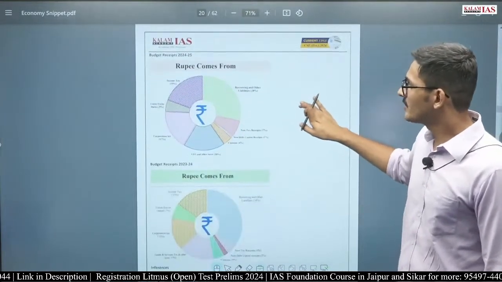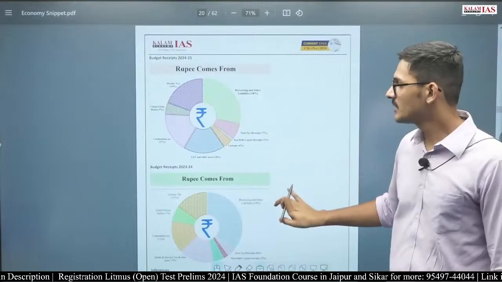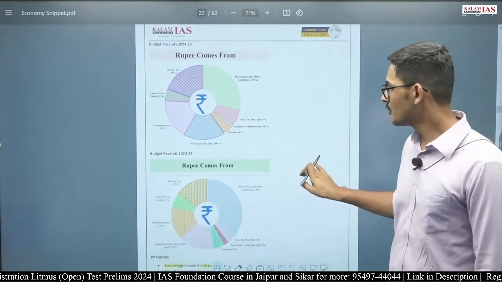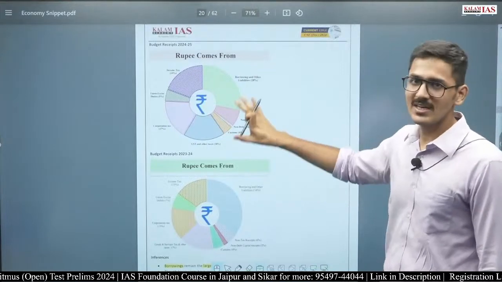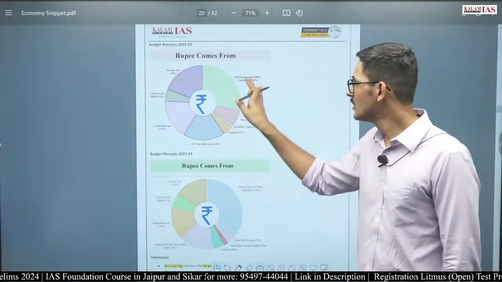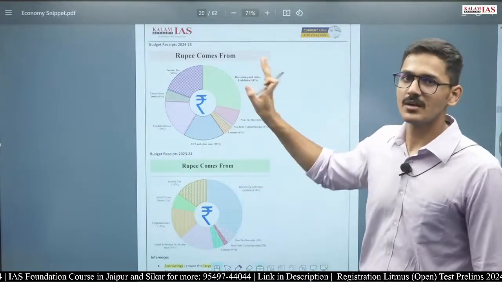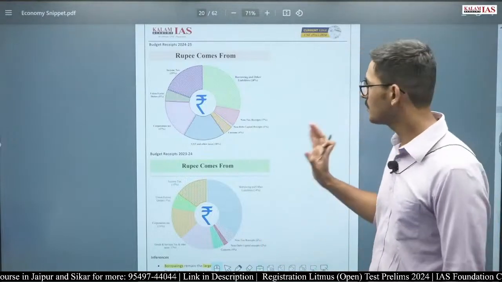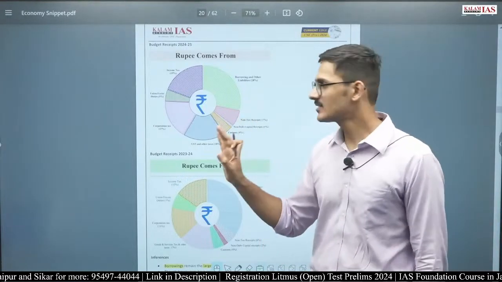Now if we look at where the rupee comes from in the budgeted receipts of 23-24 and 24-25, we see that borrowings and other liabilities was the largest part and is still the largest part of all the receipts that the government receives. 28% of all the receipts are borrowings. Government loan लेके ही 28% अपना budget finance करती है.